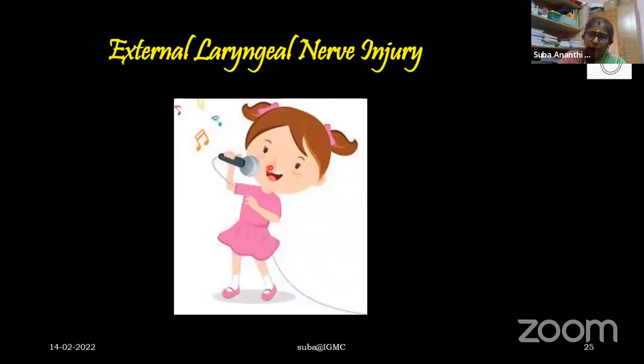External laryngeal nerve, if at all injured in thyroidectomy, goes unnoticed except in singers. This is for high pitch voice. So in singers, external laryngeal nerve injury can be noticed. Otherwise, it goes unnoticed.